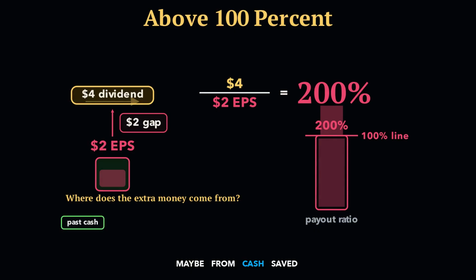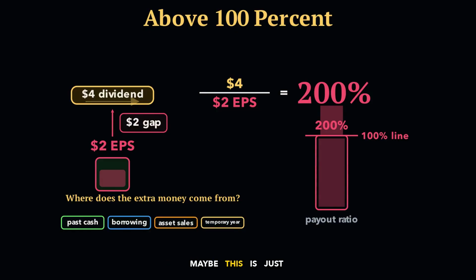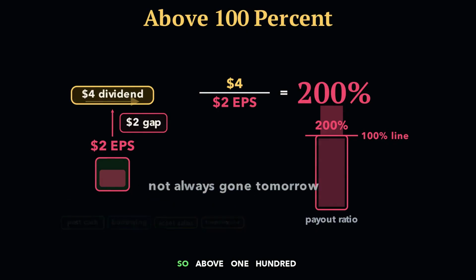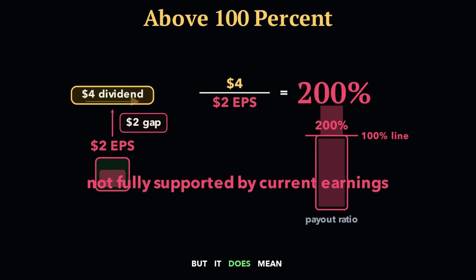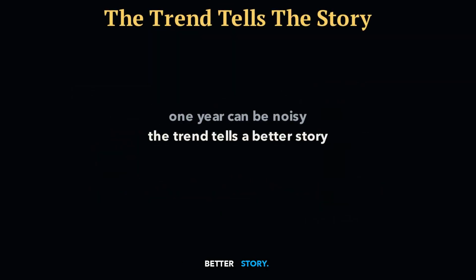Maybe from cash saved in the past, maybe from borrowing, maybe from selling assets. Maybe this is just a temporary bad year. So above 100% does not always mean the dividend is gone tomorrow, but it does mean the dividend is no longer fully supported by current earnings. That is the warning. 1 year can be noisy. The trend tells a better story.